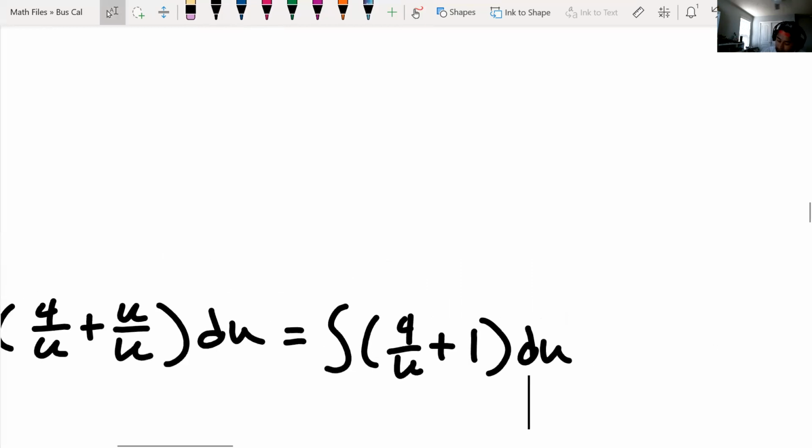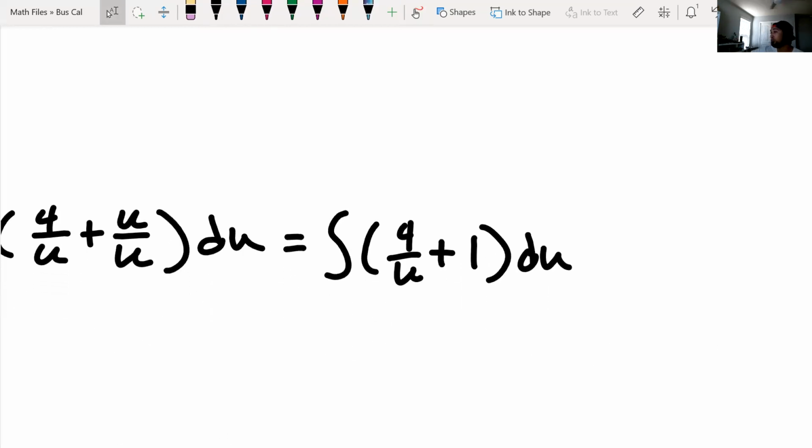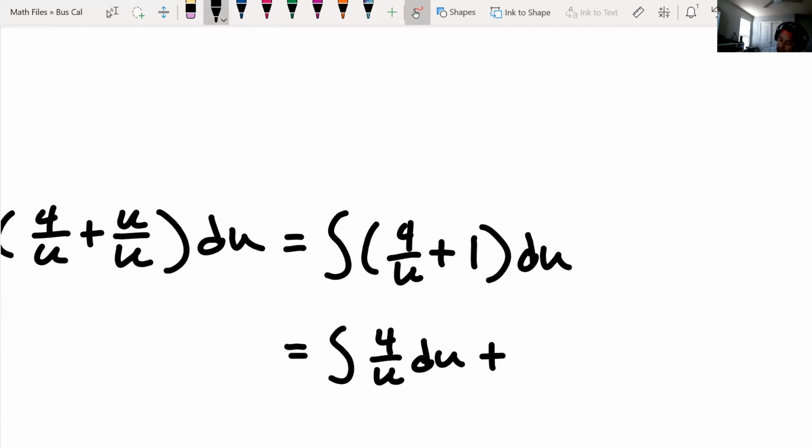Okay. We are now ready to find the antiderivative. So the first thing I'm going to do is split this into two integrals. I'll get the integral of 4 over u du plus the integral of 1 du.